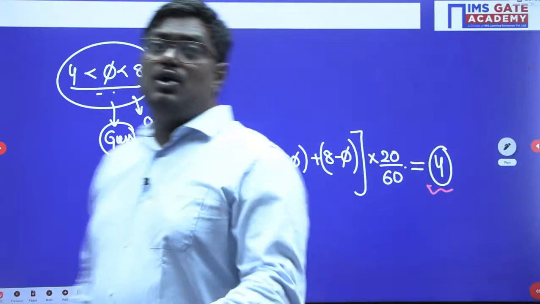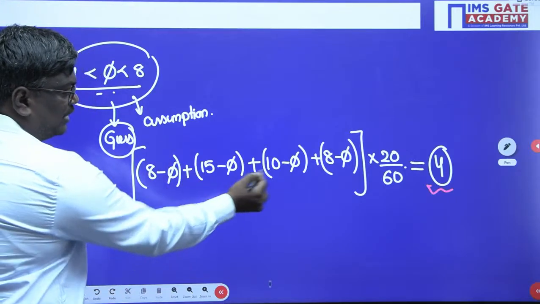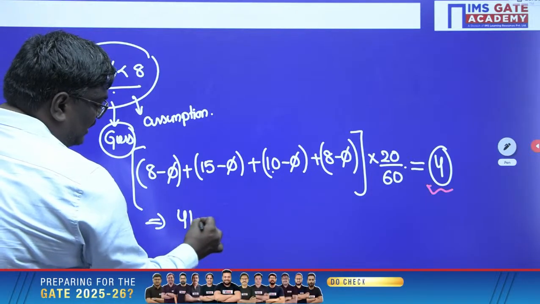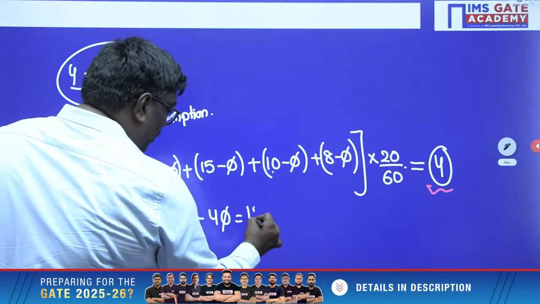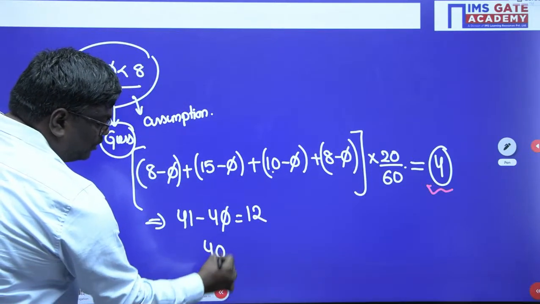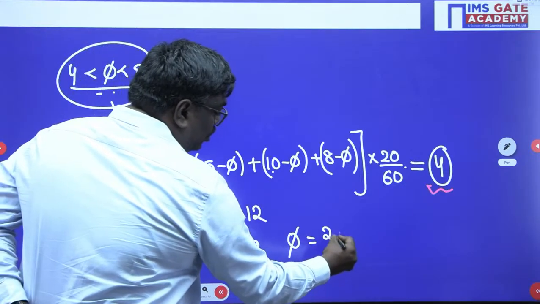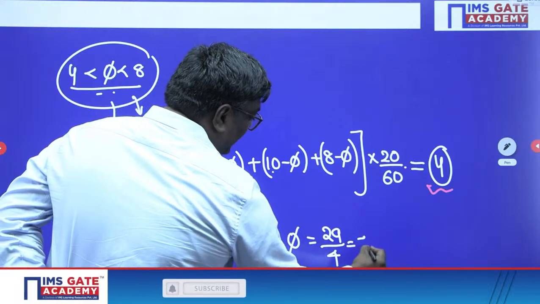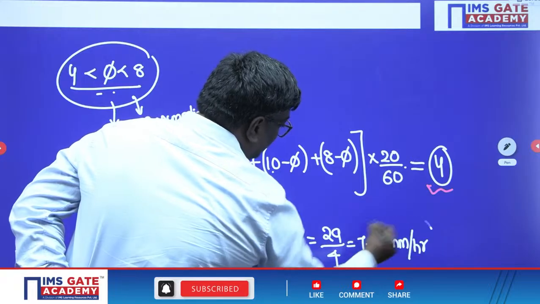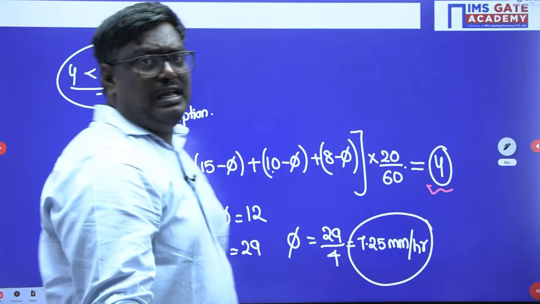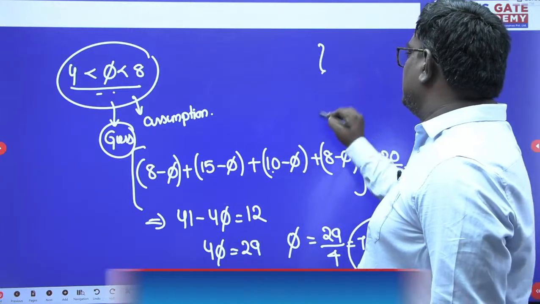Very good. After solving this, you will get a value of how much, sir? 8 plus 15, 23, 33. 41 minus 45 is equal to 20 by 16 is 1, that is 12. So if you do here, 45 is equal to 29 mm per hour. So you can write 5 is equal to 29 by 4. So this will be equal to 7.25 mm per hour.